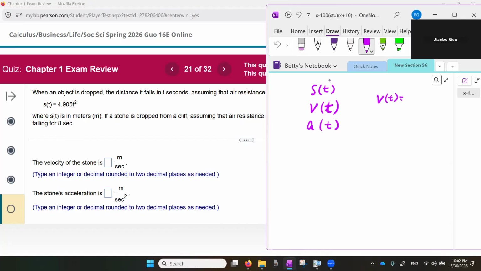So what's the relationship between those three functions? Velocity function is the derivative of the distance function. Acceleration function is the derivative of the velocity function. So the acceleration function is s double prime. Okay, so that's the relationship between them. Here we have the distance function equals 4.905 t squared.